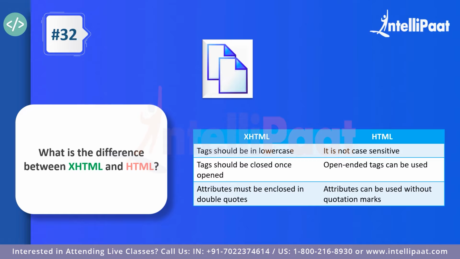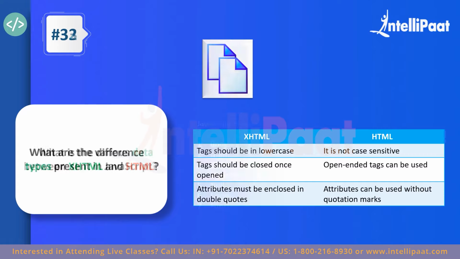And then attributes always have to be put in double quotes in XHTML, while attributes in regular HTML do not require the compulsory use of quotation marks. So even without that, it'll perform well. So this forms the very simple difference in how strict the syntax is in XHTML versus regular HTML. So make sure to mention these to the interviewer.